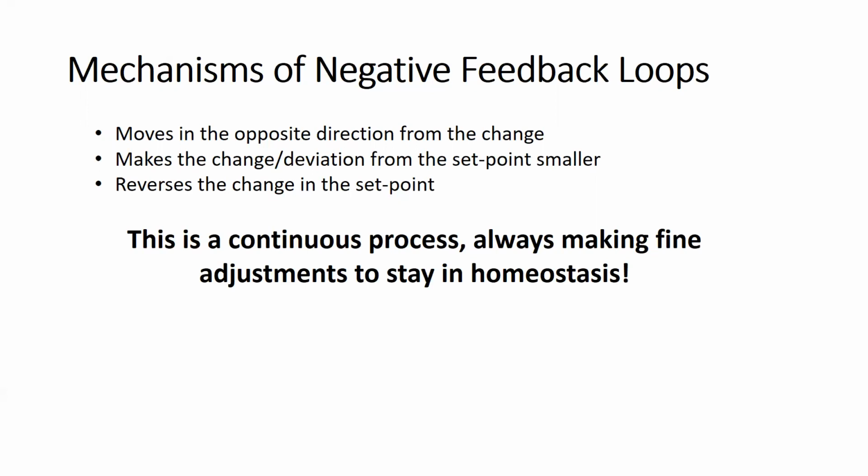And then finally, a negative feedback loop reverses the change from the set point. So it's going to bring us back closer to that set point, whatever it is for that variable. Just to remind ourselves here, this is a continuous process, so you're never in homeostasis in the end. You're always striving to maintain this state.